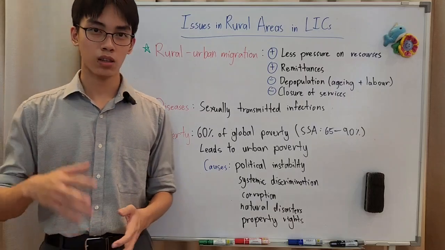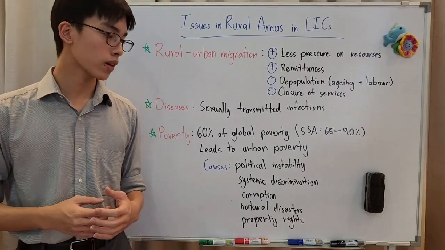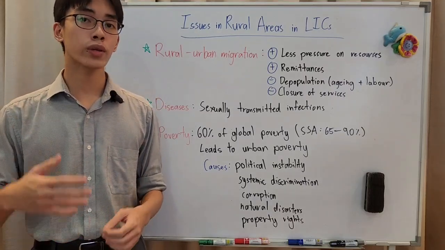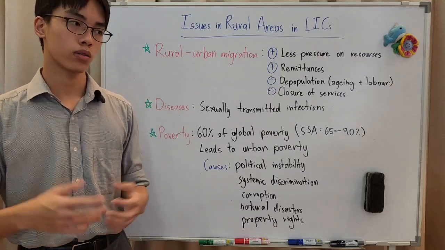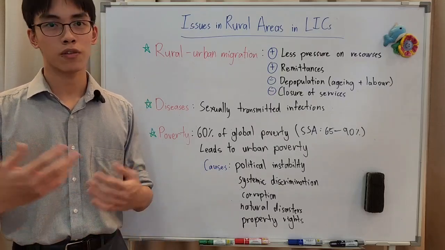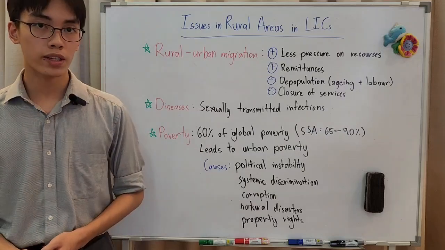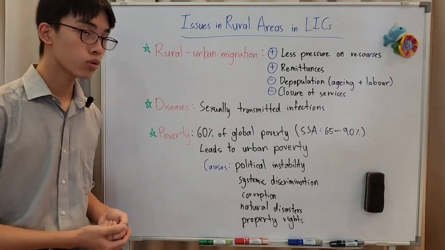So this means that a lot of the times there's a lot of conflict between property rights, and generally you get the wealthier landlords winning out, and the poorer farmers they don't have any land, so they can't farm, and therefore they go into poverty. So this sums out the issues in rural areas in LICs.